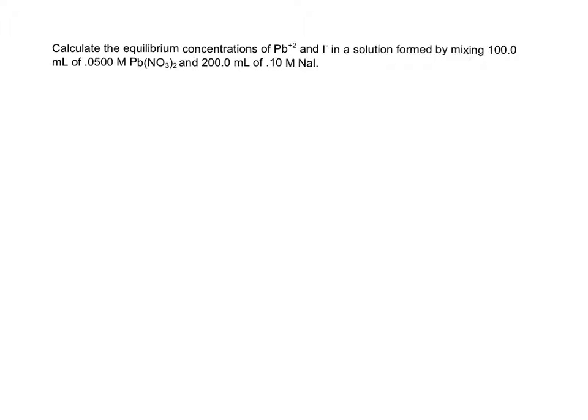So let's look at this question. It says, calculate the equilibrium concentrations of Pb2+ and I- in a solution formed by mixing 100 milliliters of 0.05 molar lead nitrate and 200 milliliters of 0.1 molar NaI. So I have my beaker or my flask, and I'm mixing 100 mL of the Pb(NO3)2, and I'm also mixing 200 milliliters of the NaI.